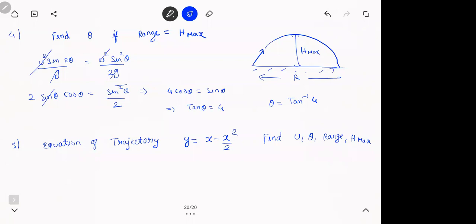Fifth one, equation of a trajectory is given, y is equal to x minus x square by 2. Find u, theta, range and H max. I think for the fourth one there shouldn't be any doubt, but still if you have something to ask me, do ask.